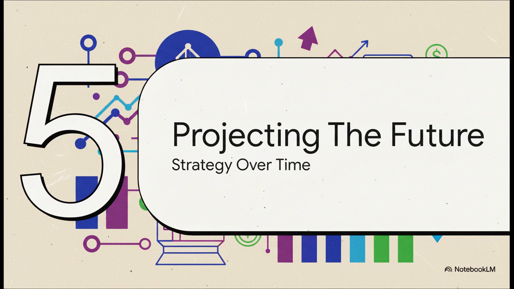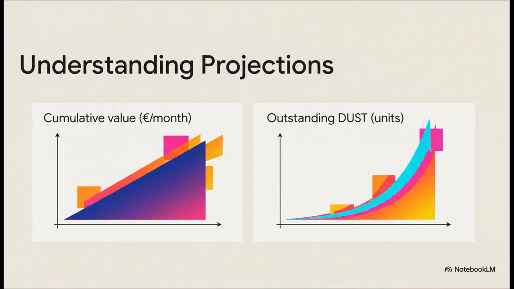Okay, let's look at projecting the future and visualizing your strategy over time. Because this simulator doesn't just give you a snapshot for today. Nope, it projects your whole strategy out into the future. And this is where you can really see the long-term impact of the choices you're making, especially that reinvest decision we just talked about. So how do you understand these projections? It basically gives you two key graphs. The first one, cumulative value, just tracks the total potential value of everything you've got month by month. The second one, outstanding dust, zooms right in on your lent dust balance. This is the one that really shows you that beautiful compounding curve if you choose to reinvest.